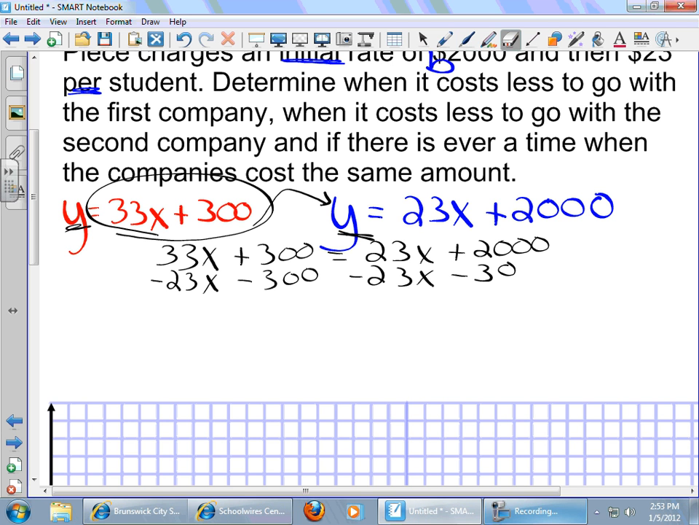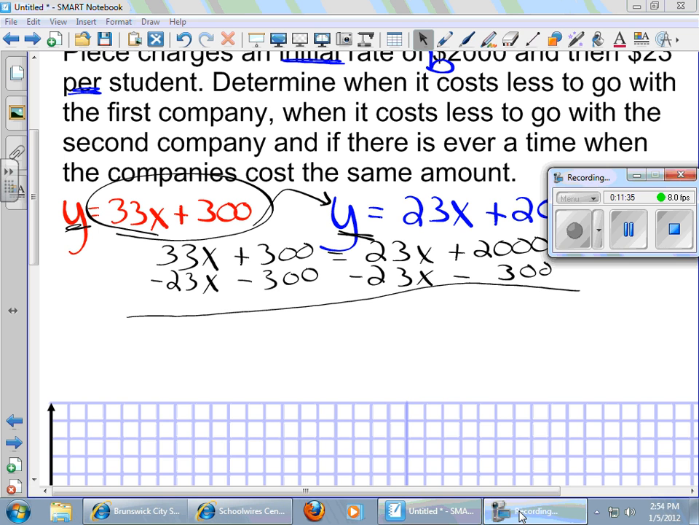Oops, I should line those up better so I don't make a silly mistake. Minus 300, there we go.